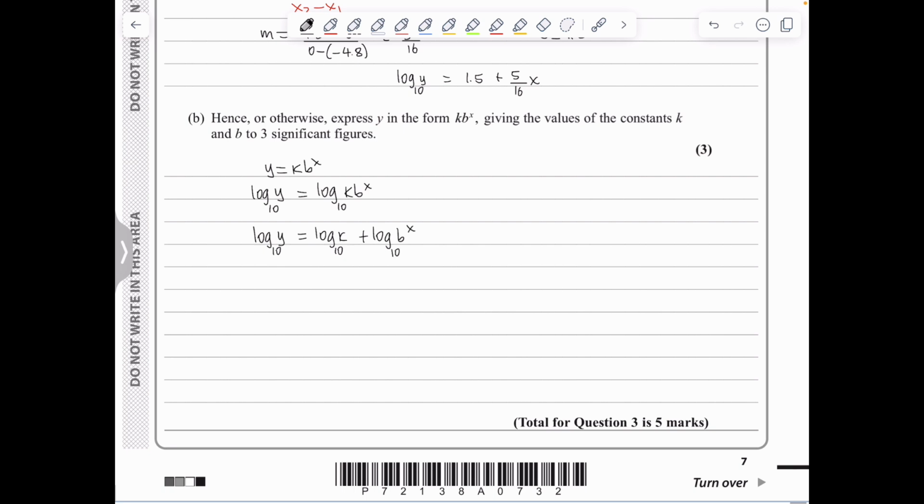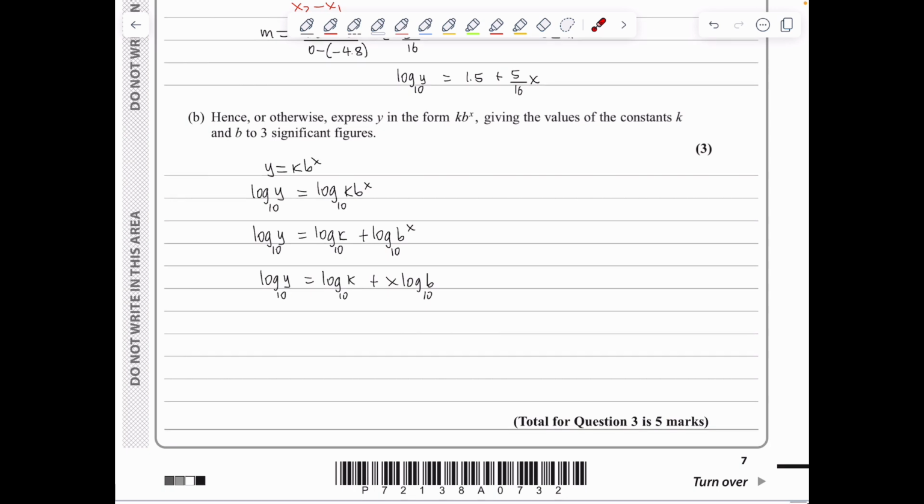I'm using the fact that the logarithm of a product can be written as the sum of the logarithms, which can be further written as log of y base 10 is equal to log of k base 10 plus x log b base 10, where the power within the logarithm can come down here. So we've got x log b, which means I can simply compare with the expression we obtained in part A, and we can see that the log k base 10 is the 1.5, whereas the log b base 10 is the coefficient of x, so it's the 5 over 16.